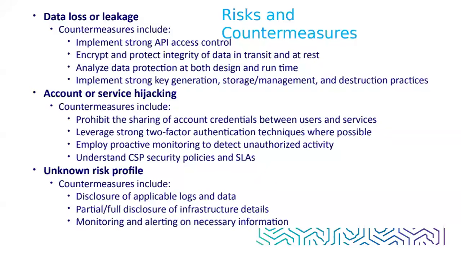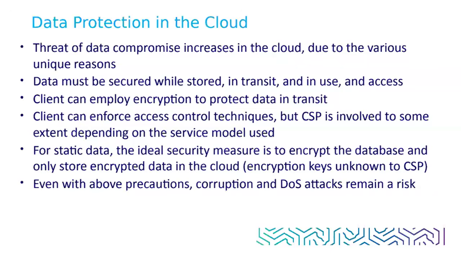And also, they can reduce the unknown risk by obtaining the cloud security logs and understanding the infrastructure details, and also implementing effective monitoring and alerting mechanisms. And then how does data protection happen in the cloud? Because cloud technology is mainly used for what? To store the data. This is the major purpose, right? So data is the most valuable asset for any organization.